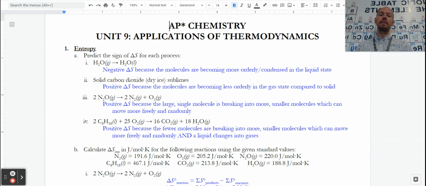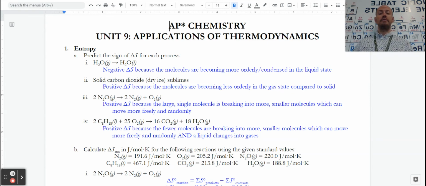In this one, we have N2O making nitrogen and oxygen, 2 molecules breaking into 3. So for a couple reasons here, we can describe that as a positive delta S. A larger thing made of more atoms breaks into things with fewer atoms, and 2 molecules breaks into 3. Those smaller molecules now can move around more freely, can move around more randomly, and can arrange themselves in more different ways. An increase in dispersal of energy, but of randomness and disorder.